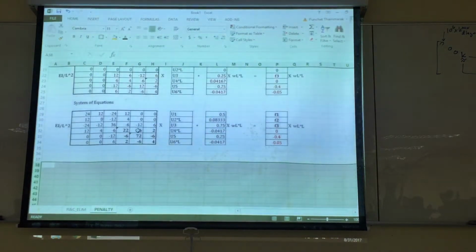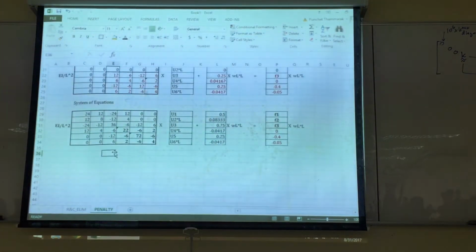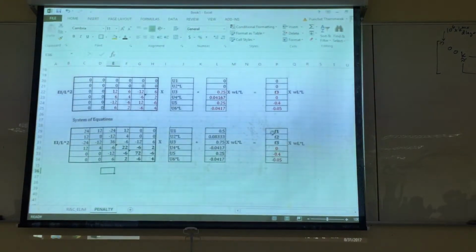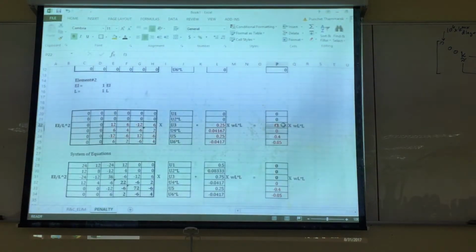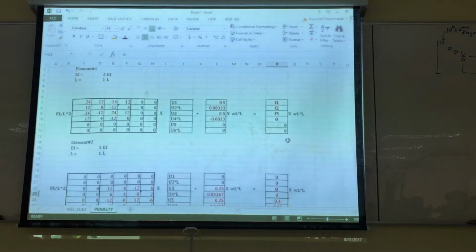So our system of equations just looks like this. But for the penalty method, you have nothing. You cannot have these force reactions. 0 means 0. There are no applied point forces or moments at the nodes.